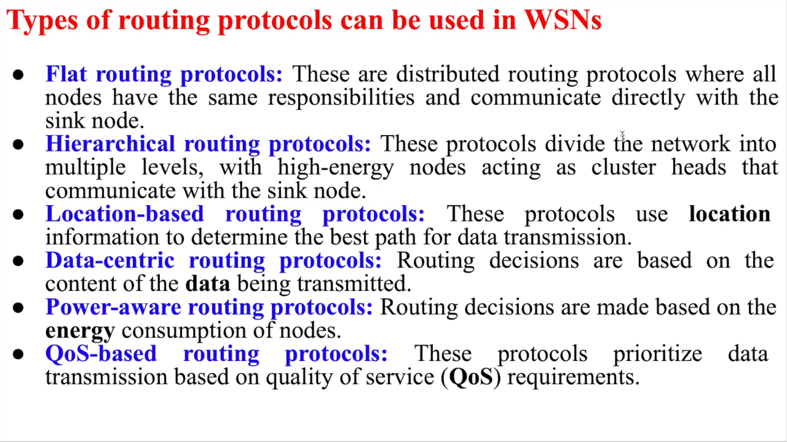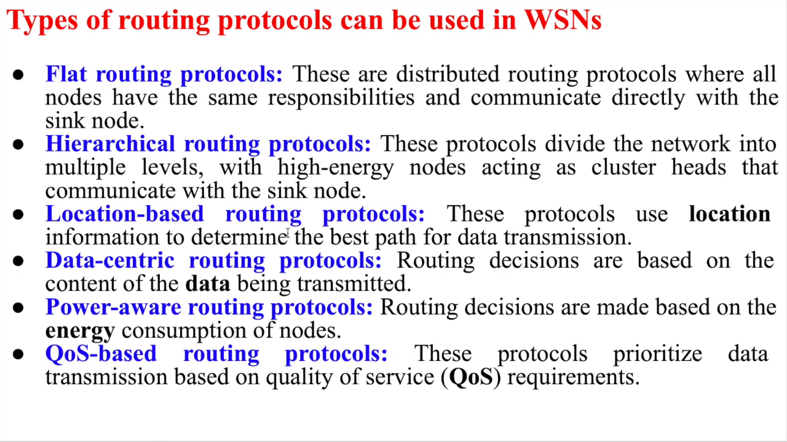Hierarchical routing protocols support some tree structure, dividing the network into multiple levels. Level 1 devices are connected to level 2, and only level 2 devices can connect to level 3. That means level 1 devices cannot directly connect with level 3. In this case, the level 2 devices are always the high energy nodes, such as the cluster head. The cluster head can communicate to the sink node, and other nodes are connected with the cluster head nodes like this. So we call it a hierarchical routing protocol because they have some hierarchy, low energy nodes and high energy nodes like this.